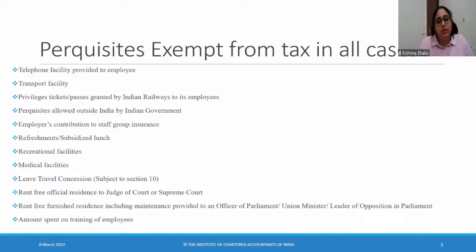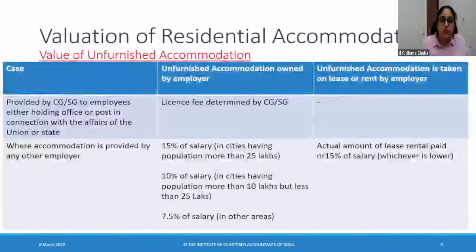Amount spent on training of employees. Any training which they are conducting for your benefit would also be exempt. So if there are any grooming classes which they are conducting, they would also be exempt. Even if you're getting a benefit, you're getting better groomed, it would be exempt. Next is very, very important: valuation of residential accommodation.